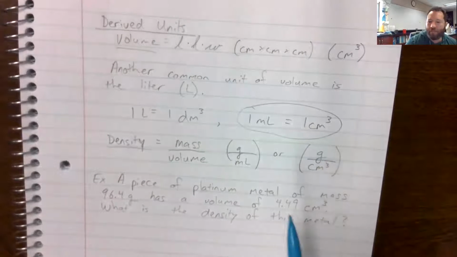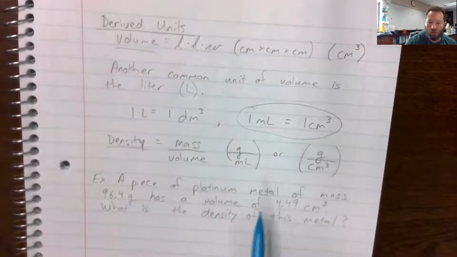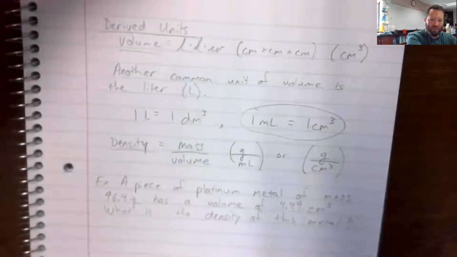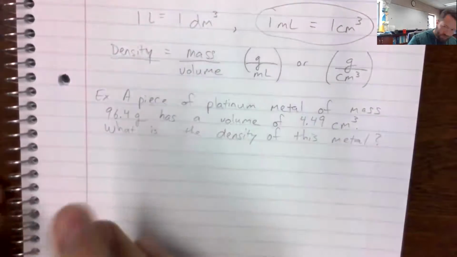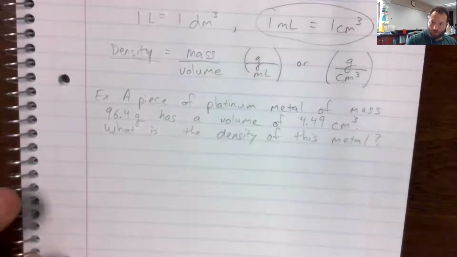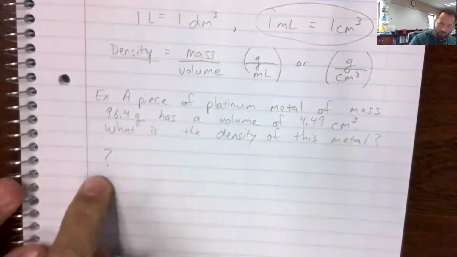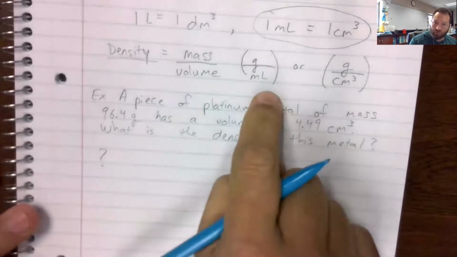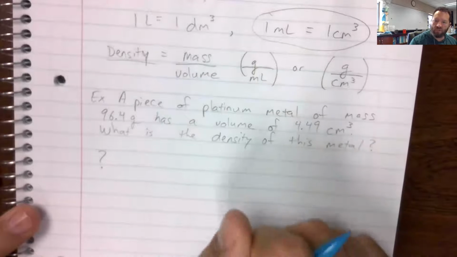So a piece of platinum metal has a mass of 96.4 grams and a volume of 4.49 cubic centimeters. What is the density of this metal? Okay, well, the best way to do this type of problem, and we'll go over this throughout the year, so might as well build these habits now, is to say, what are we looking for? We're looking for density. Our units for density are grams over milliliters or grams over cubic centimeters.